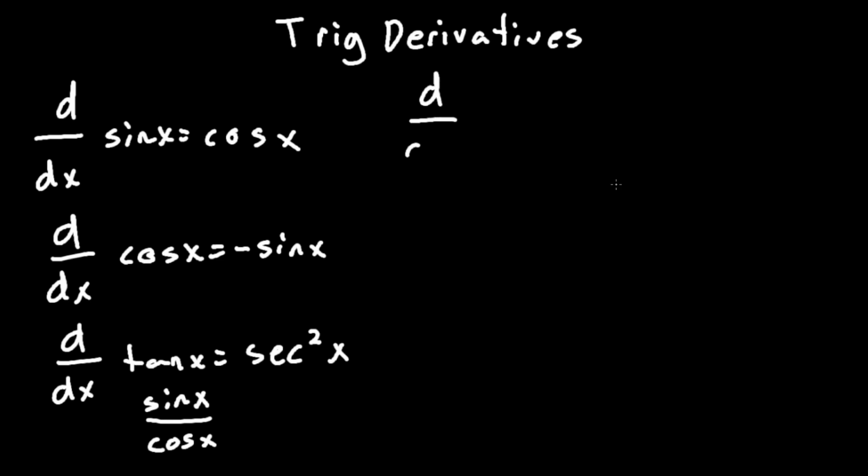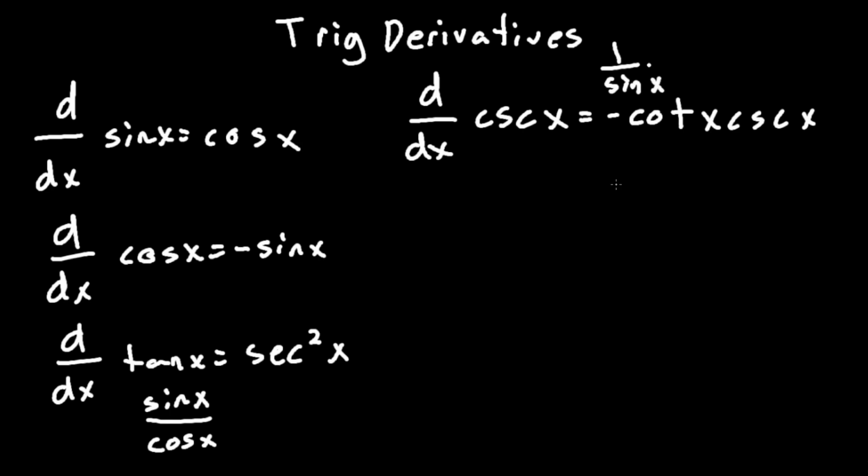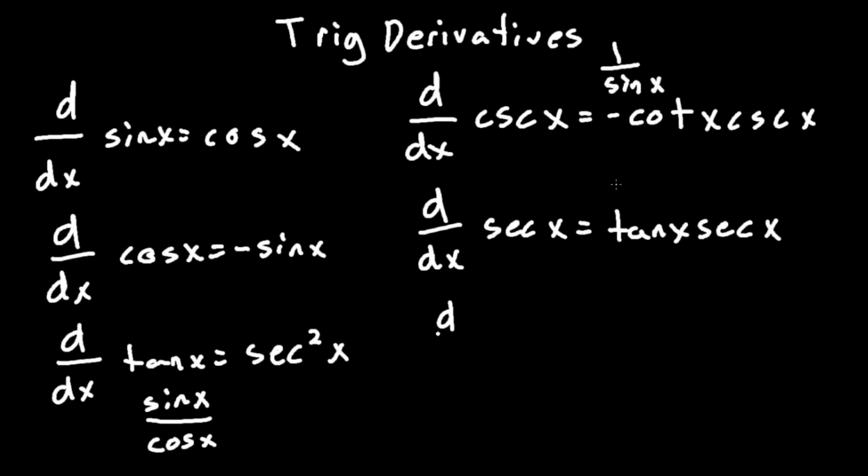With the other ones, the derivative of cosecant of x is equal to negative cotangent of x cosecant of x. And again, cosecant of x is equal to 1 over sine of x, so you can do quotient rule on this as well in order to derive negative cotangent x cosecant x. So the derivative of secant is equal to tangent x secant x. And the derivative of cotangent is equal to negative cosecant squared x.